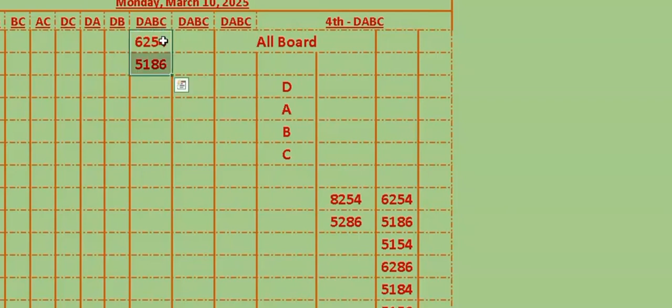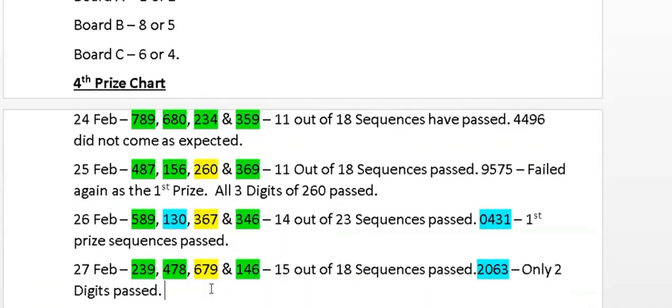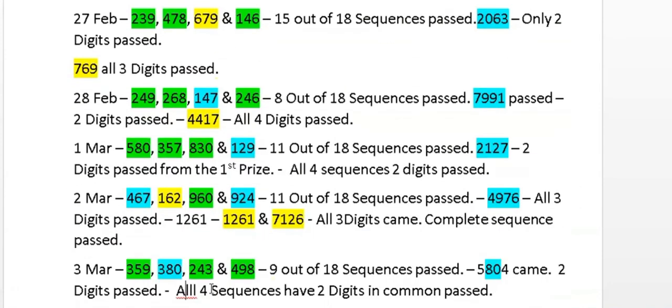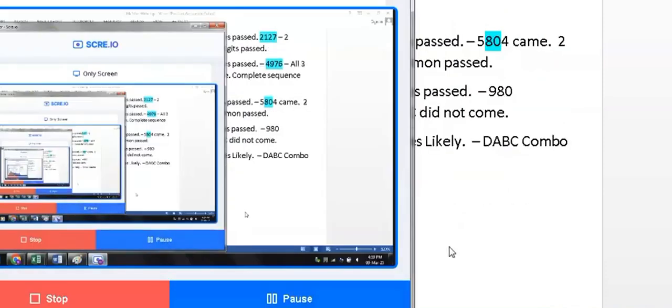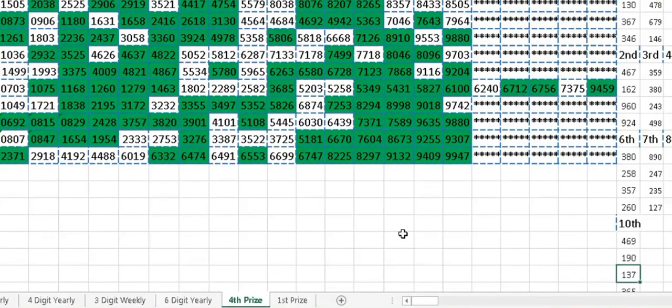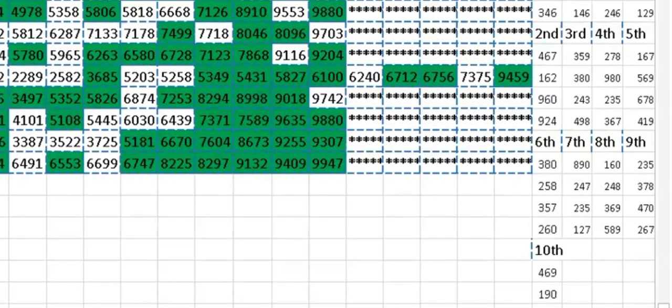Moving on. Today we'll look at various different charts that will give us the best combination of DABC. So we'll look at the fourth prize money chart as well. The sequences that have been generating every day, at least 10, 11 or 12 sequences are coming. So that is a good sequence that you can make use of.